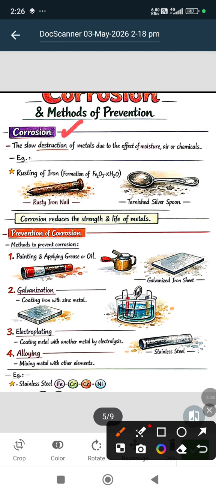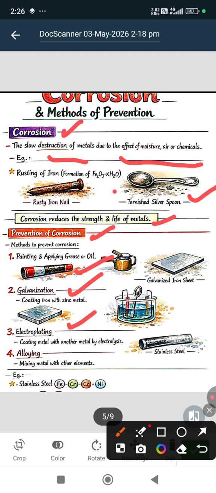Corrosion is the slow destruction of metal due to the effect of moisture, air, and chemicals. Example: rusting of iron, Fe2O3.xH2O. Rusty iron nail, tarnished silver spoon. Corrosion reduces the strength and life of metal. Prevention of corrosion, as we studied earlier: painting or applying grease or oil. Number 2, galvanization. Number 3, electroplating. Number 4, alloying. Example: stainless steel, Fe, Cr plus Ni. This is an example of alloying.